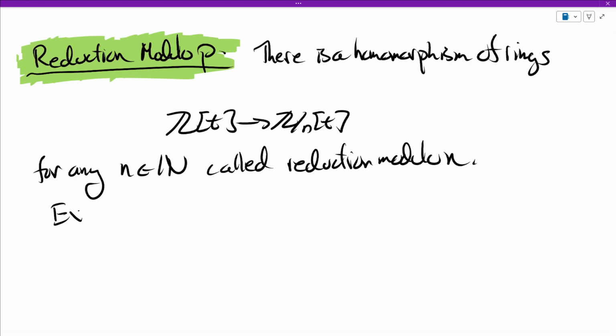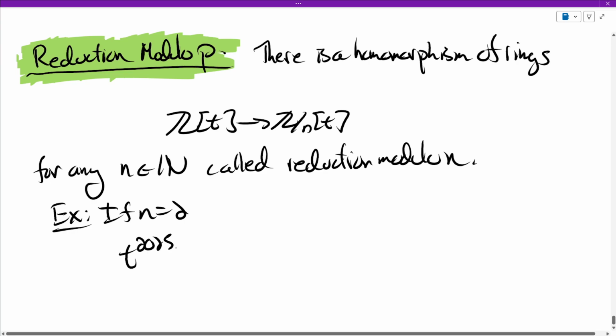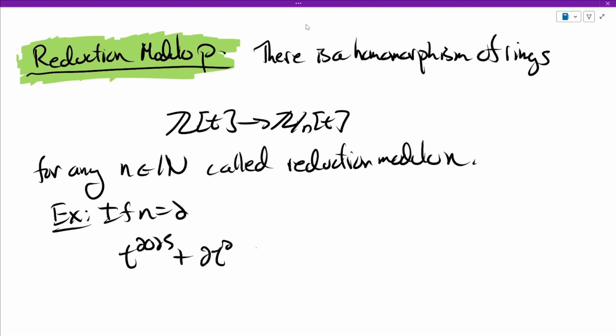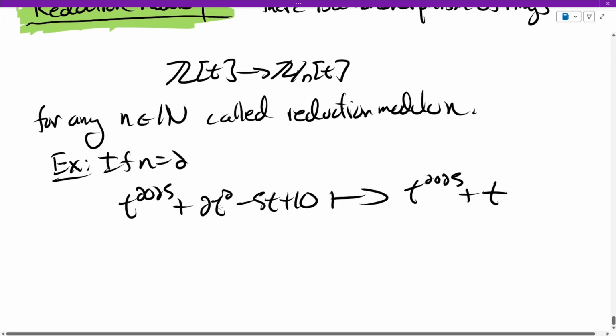So for example, if n is 2, this homomorphism might take the polynomial t to the 2025 plus 2t squared plus maybe minus 5t plus 10, and I'm going to reduce modulo 2. So what is it going to do? All the odd coefficients are going to become 1, and all the even coefficients go away. So this is going to go to t to the 2025 plus t, because 2 and 10 are congruent to 0 mod 2. Okay, so this always exists. It's a homomorphism. It's not hard to show it's a homomorphism. It's quite easy.